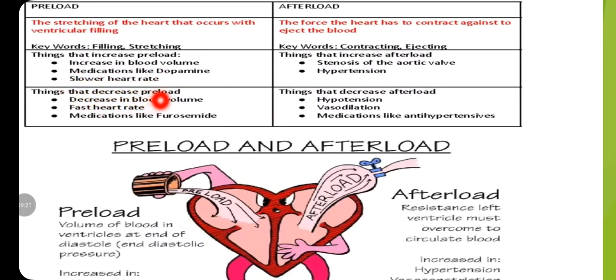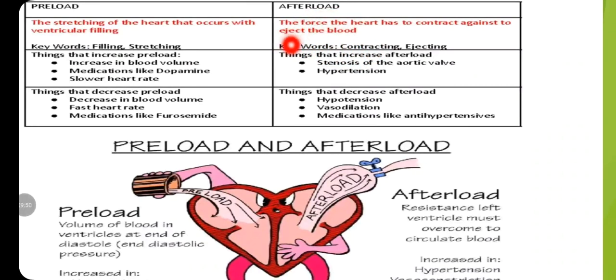Things that may decrease the preload: a decrease in blood volume, and a faster heart rate, meaning it does not allow the ventricles to fill up with enough blood volume, hence decreases the amount of blood that gets pumped out. Then medications like furosemide decrease preload because they promote what? Diuresis. That is preload.